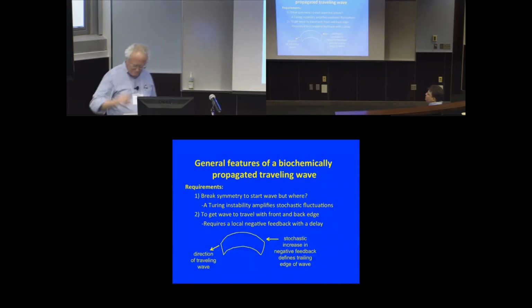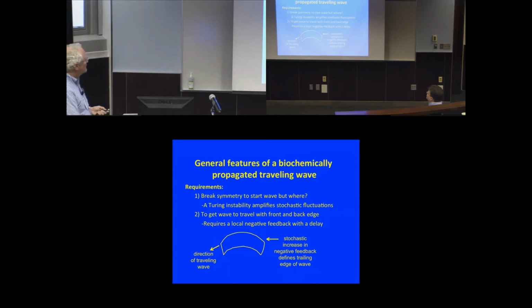Now, how do we explain a traveling wave? These are some general features, and I am not a traveling wave theorist, so forgive me. But one of the things is that we have to break symmetry to start the wave. And usually what's invoked is a Turing instability to amplify stochastic fluctuations. And then to get a wave to travel with a front edge and back edge, we require a local negative feedback with a delay. So if this is the direction of the traveling wave, there is a negative feedback that helps to define the trailing edge of the wave.